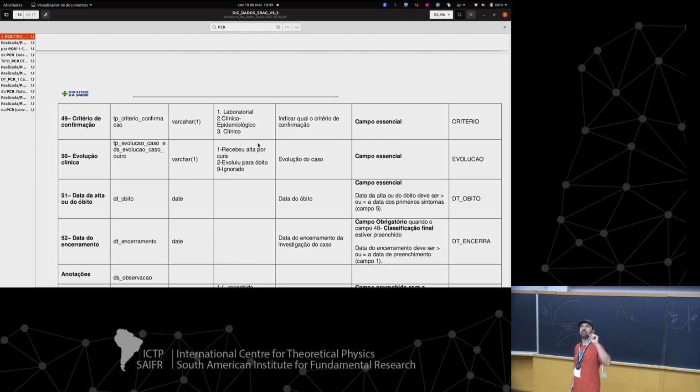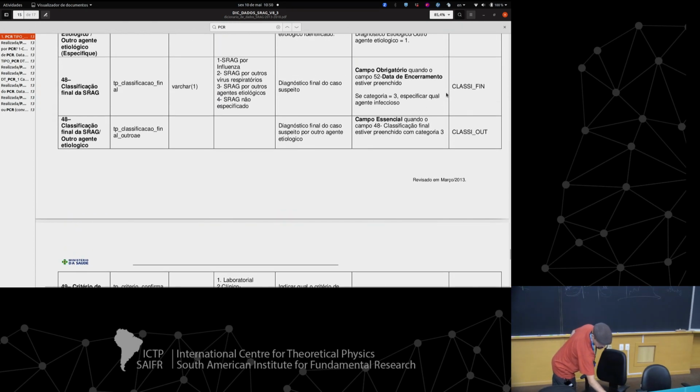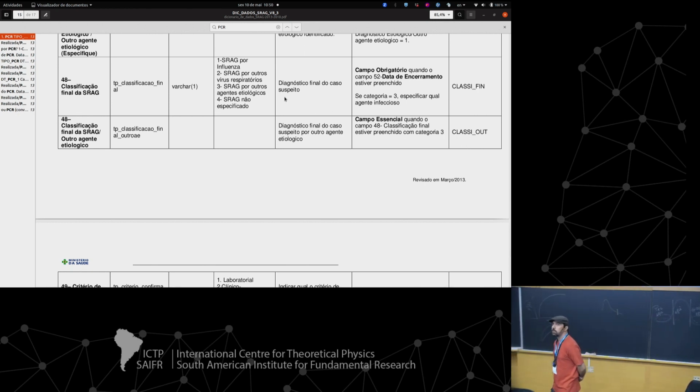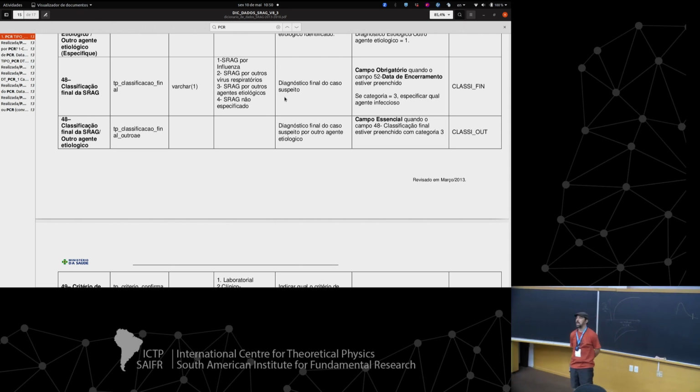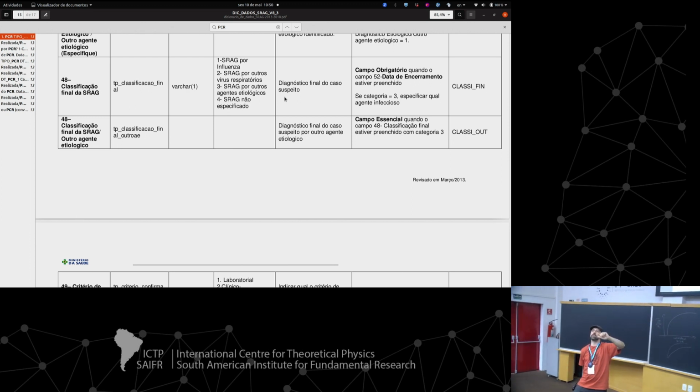At most, you have a probable case, okay? But most likely, you have a suspect case, confirmed only by lab result. So with the final classification here, it's still not there, okay? It's telling me that this is a SARI influenza case, but with that information alone, I don't know if it's a suspect SARI influenza, a probable SARI influenza, or a confirmed SARI influenza, okay?